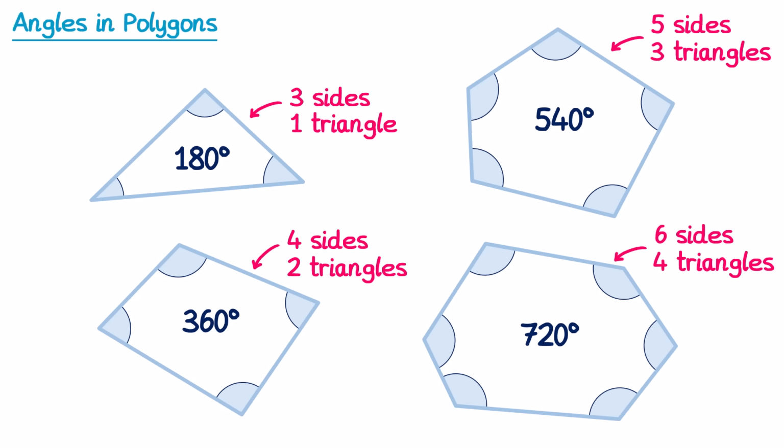So for the triangle, it had 3 sides, and if you subtract 2 from this, you get 1 triangle. The quadrilateral had 4 sides, and if you subtract 2 from that, you get 2 triangles. The pentagon had 5 sides, if you subtract 2, you get 3 triangles. And the hexagon had 6 sides, and if you subtract 2, you get 4 triangles. So the number of triangles we can split a shape into is always 2 less than the number of sides it has. We can extend this now to look at shapes with any number of sides.